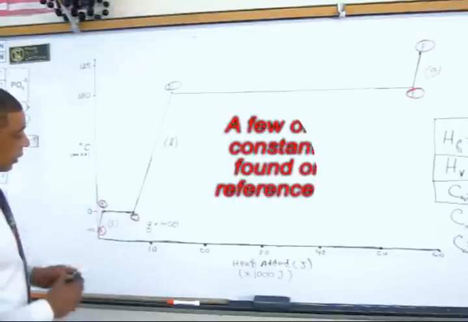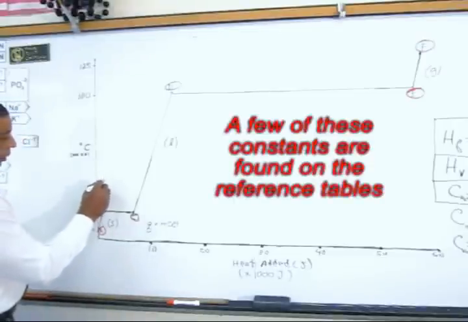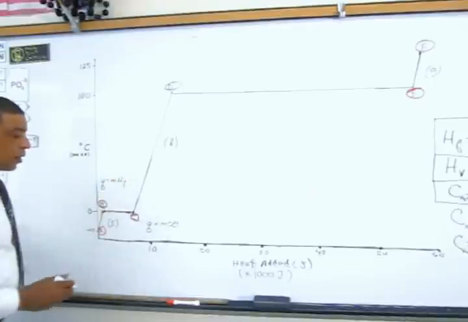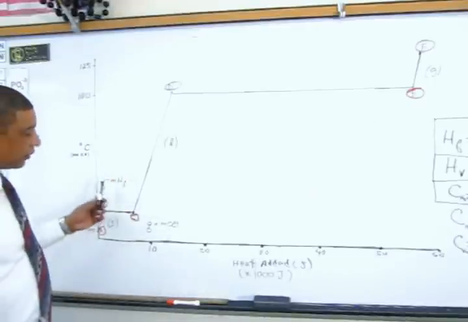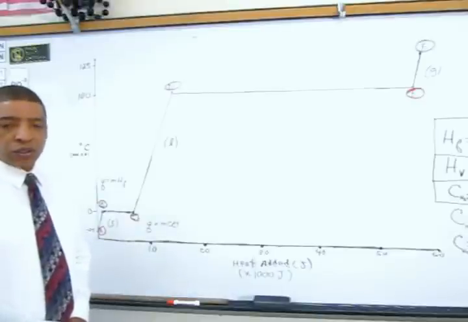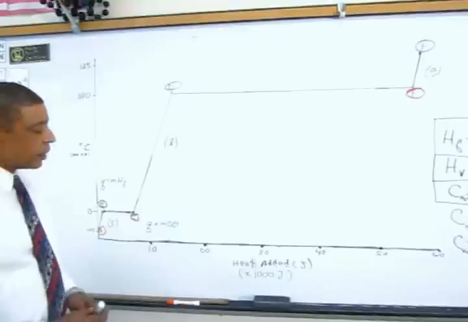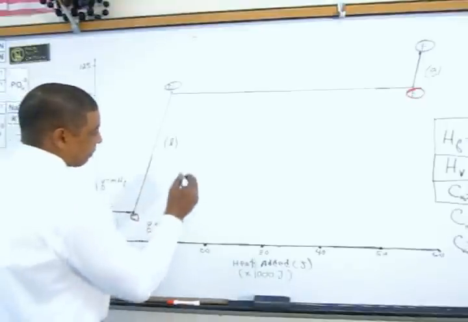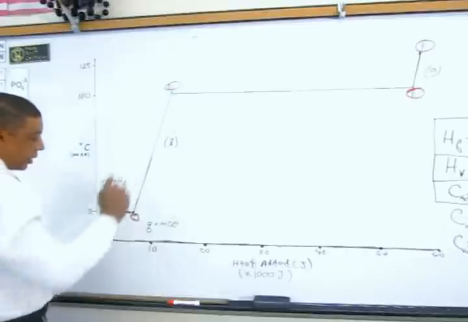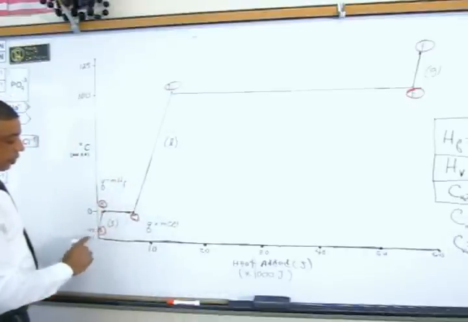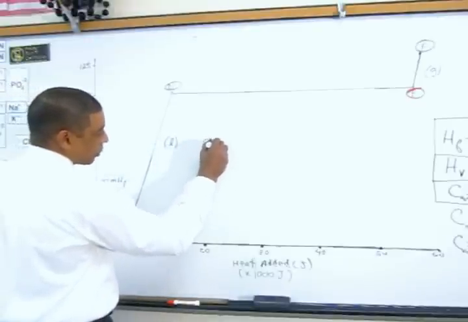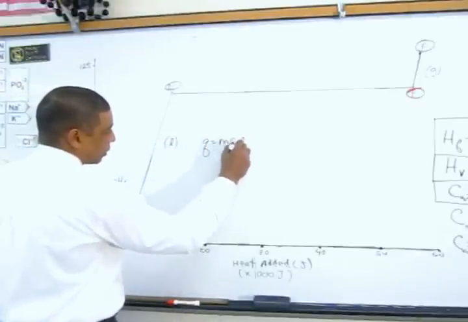Line segment BC, Q is equal to M H sub F, where once again M represents the mass and H sub F represents the heat of fusion. Line segment CD, notice during line segment CD, as with AB, the temperature is changing. So the formula to use will be Q is equal to MC delta T.